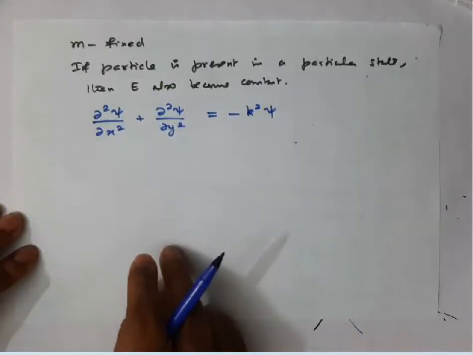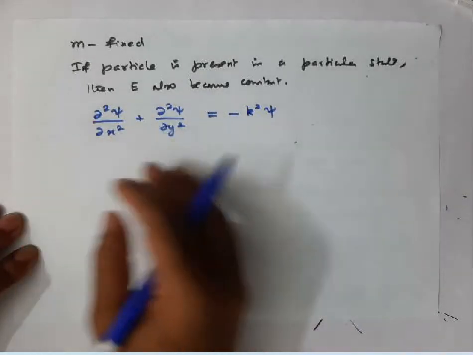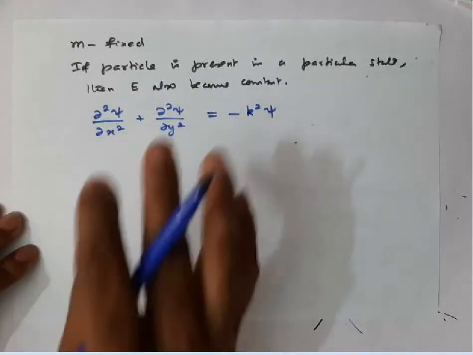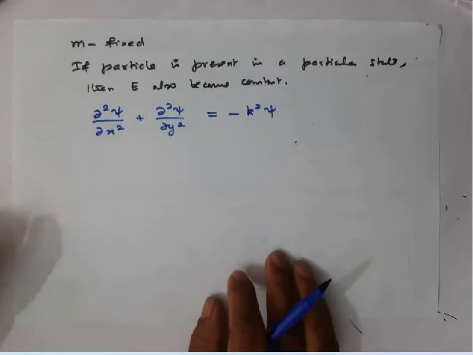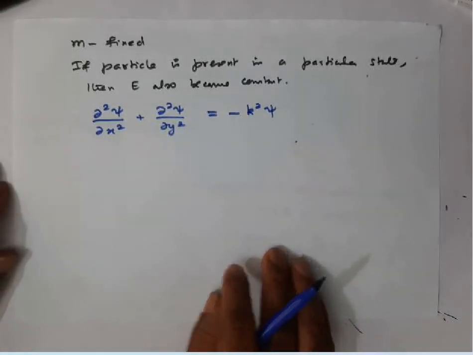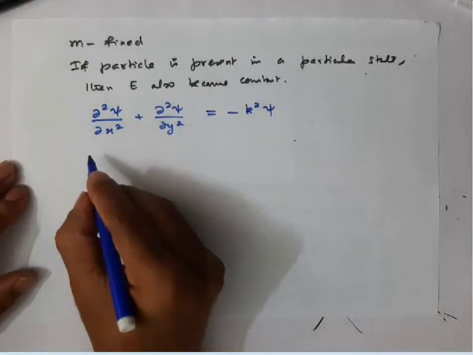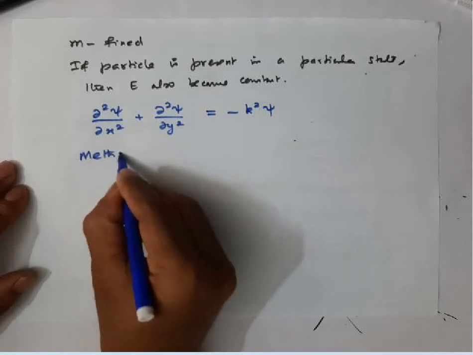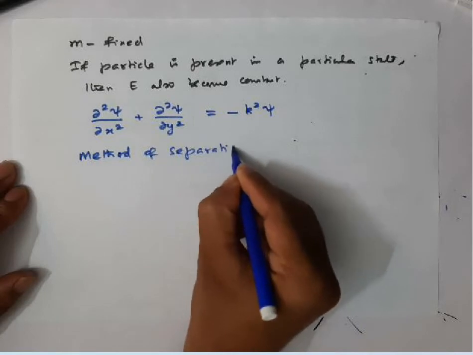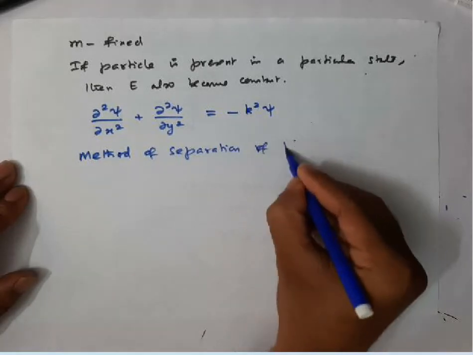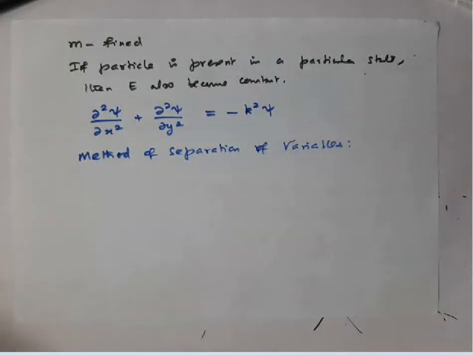on two variables. Whenever a function depends on two variables, it is very difficult to solve as such. So we have a technique in mathematics called the method of separation of variables. If you want to solve this type of differential equation, we have to adopt this method. We are going to follow this technique now.